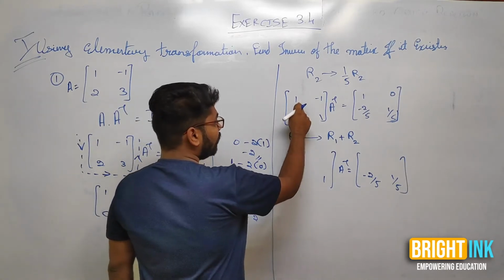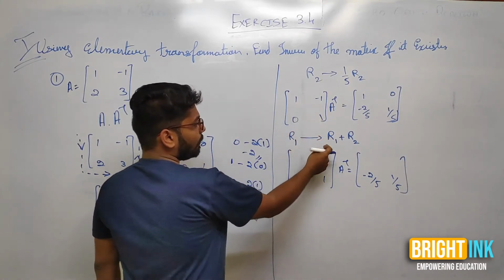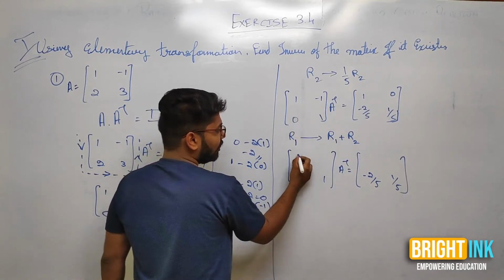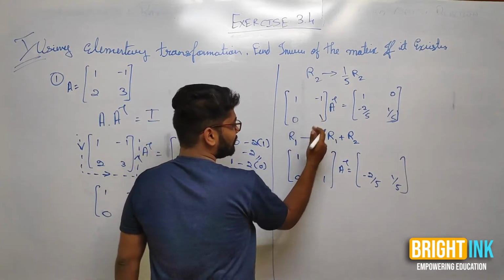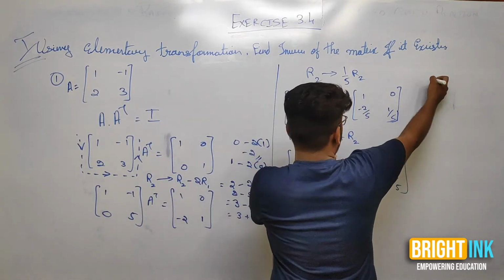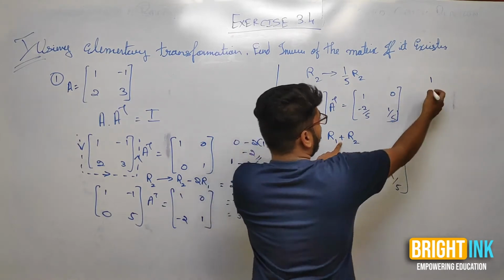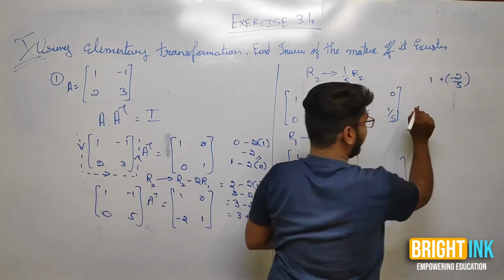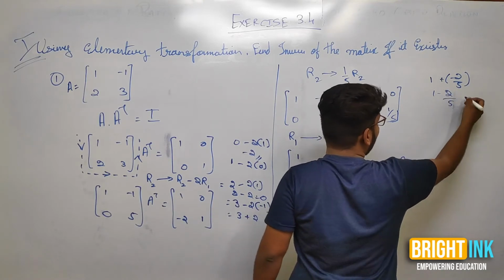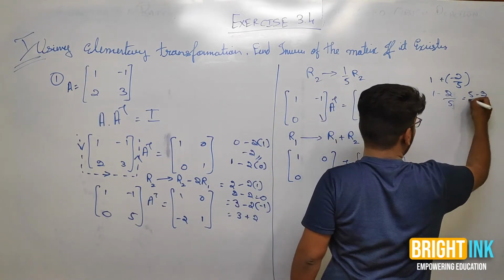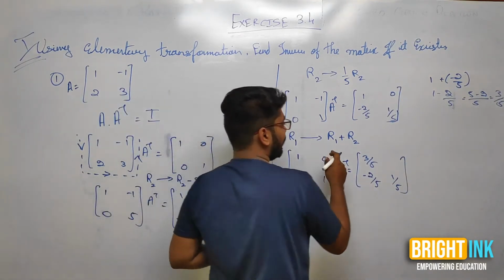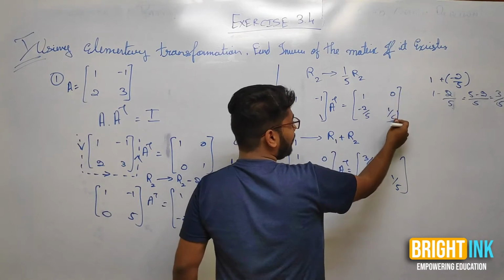So R1 changes to, see here this position 1 plus 0. R1 plus R2, 1 plus 0 is 1 itself. -1 plus 1 is 0. Then see here 1, that is R1 plus of -2 by 5. Correct, no? Plus into minus is minus. 1 minus 2 by 5, 5 minus 2 by 5, that is 3 by 5 in fractions. Now R1 plus R2, 0 plus 1 by 5.